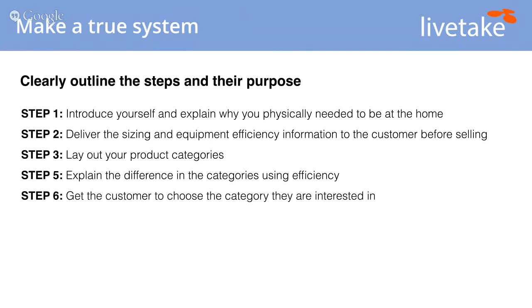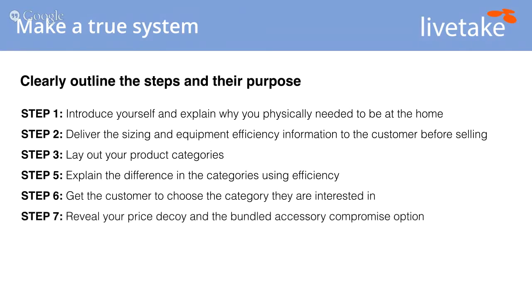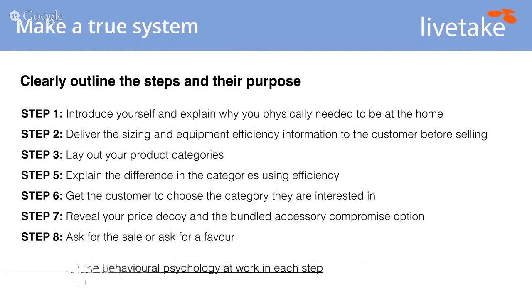Now step 5 would be get the customer to choose the category they're interested in. Step 6, reveal your price decoy and the bundled accessory compromise option. And the final step, so it's actually 7 steps, not 8. I made a typing mistake there. Ask for the sale or ask for a favor. And don't forget, call out the behavioral psychology at work in each of these steps.